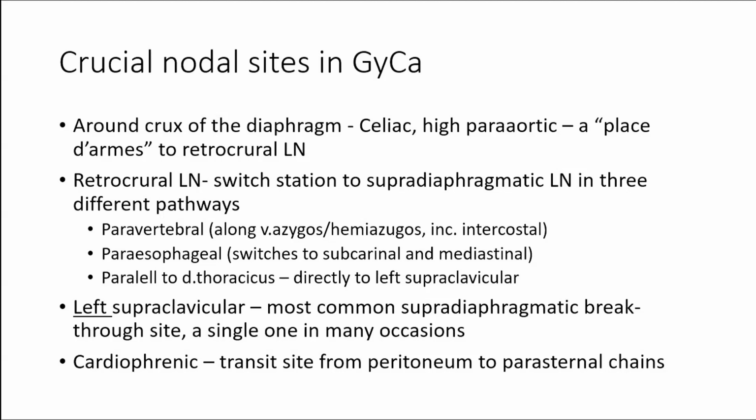Cardiophrenic lymph nodes are very interesting because they drain the upper part of the peritoneum under the diaphragm. So when we have peritoneal spread, we expect cardiophrenic lymph nodes to appear. When we have cardiophrenic lymph nodes, we expect parasternal lymph nodes to appear. And when we have parasternal lymph nodes, we expect upper mediastinal and axillary lymph nodes.